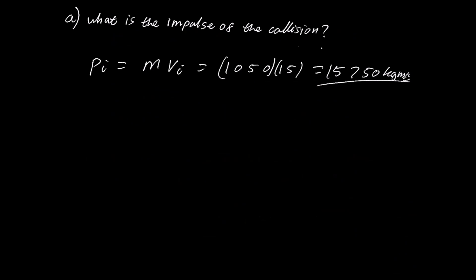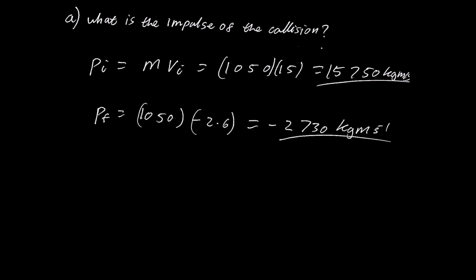Well, p_i is m times v_i, which is 1,050 times 15. That's going to be 15,750 kilogram meters per second. Our final momentum is going to be 1,050, the same mass, multiplied by negative 2.6 meters per second. That'll give us a negative answer, of course. This will be minus 2,730 kilogram meters per second.